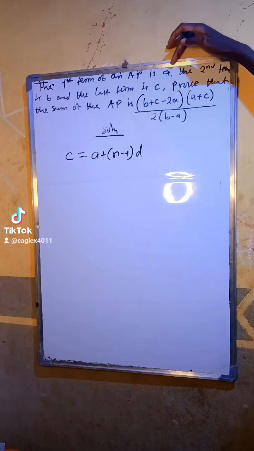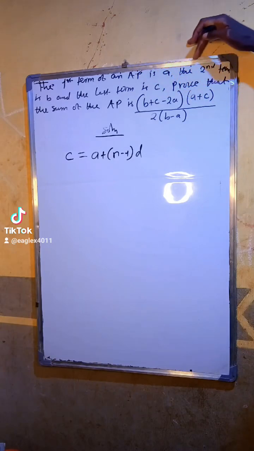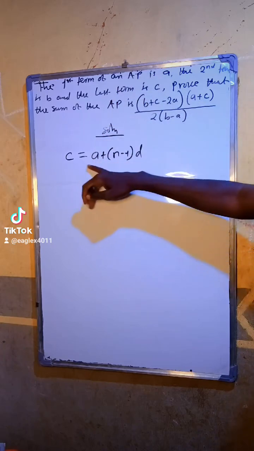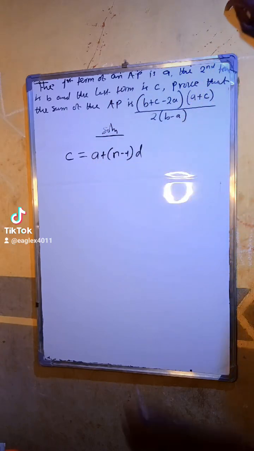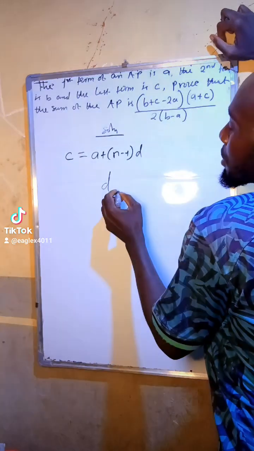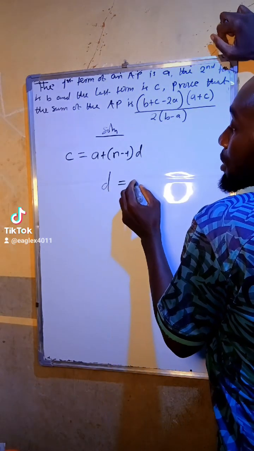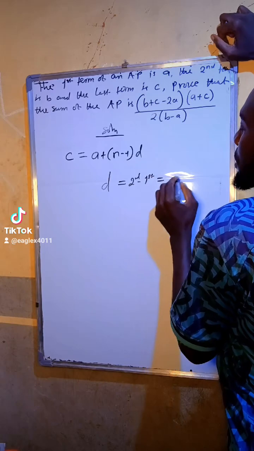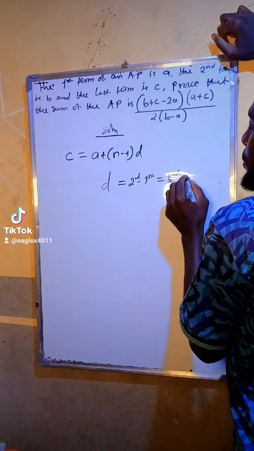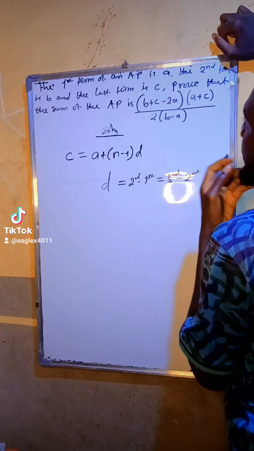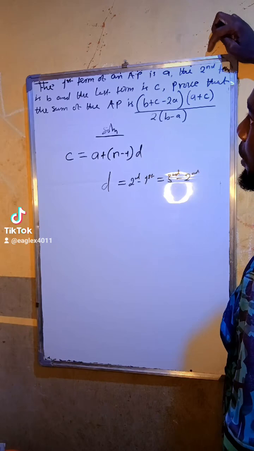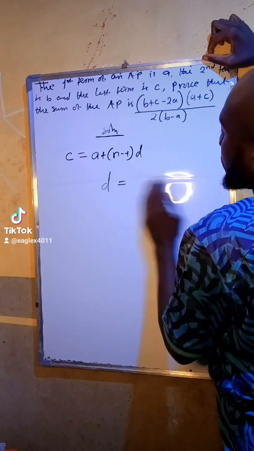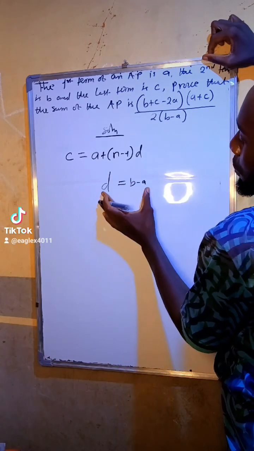Say that our AP, that is the first term of the AP, is A, and the second term is B, and the last term is C, which means C is equal to A plus N minus 1 multiplied by D. But D is the difference, and the difference is equal to the second term minus the first term, and it's the same thing as the third term minus the second term. Since we are not dealing with numbers here, we only have letters, and our first term is A and our second term is B, therefore our D is the same thing as B minus A.